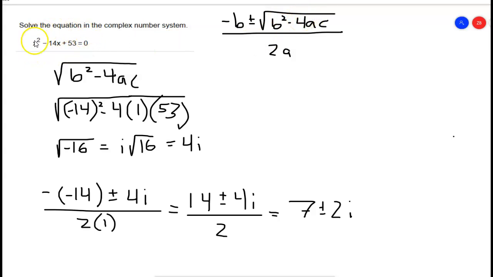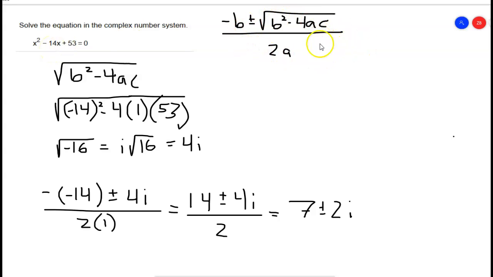So I have this equation right here. If I tried to factor it, I would find out pretty quickly that there's no easy way to factor it. 53 is a prime number, so the only multiples of that, or the factors of that, are 1 and 53, so there's no way to get a -14.